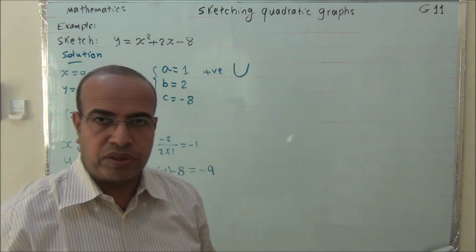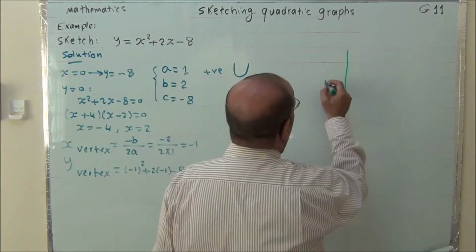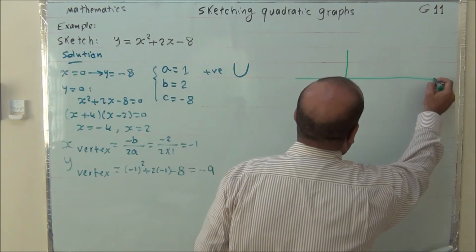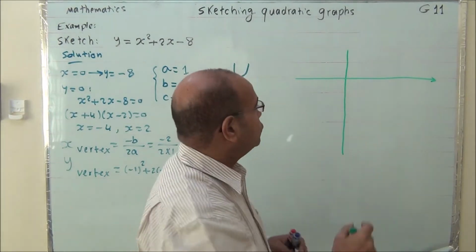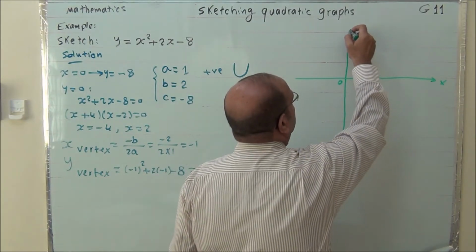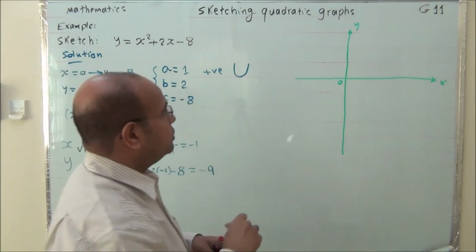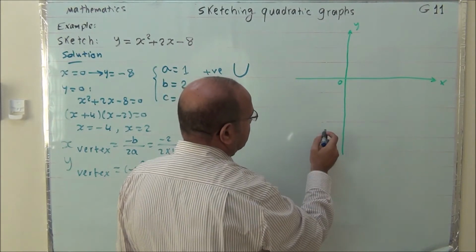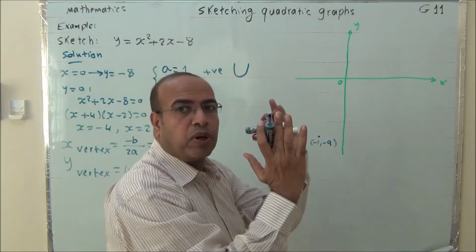Now we start to sketch. We draw the axes, x-axis and y-axis. So this is the y-axis and this is the x-axis. For sketching, we don't write 0, 1, 2, 3. We just write 0, x, and y. The vertex is negative 1 and negative 9. So this is negative 1, and negative 9. So the vertex is here. We say it's open upwards.